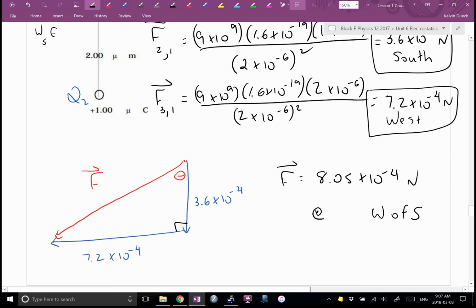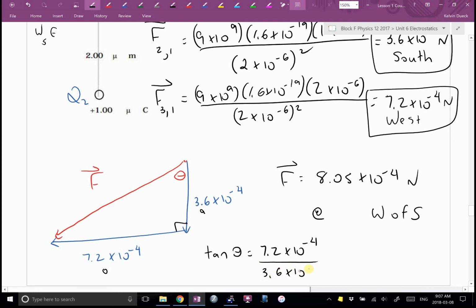I think I can go tan. It's going to be opposite over adjacent. Is this kind of nice familiar territory, Jaden? We did a whole bunch of these before Christmas. Also, we're getting towards the end of the year, so it's kind of nice to review some of our vector skills. So it's going to be tan theta equals opposite 7.2 times 10 to the negative 4 over adjacent 3.6.